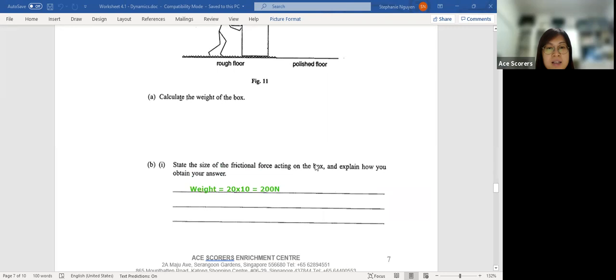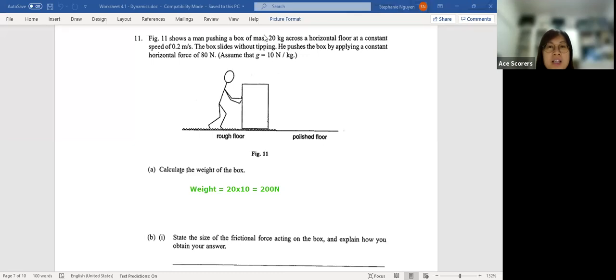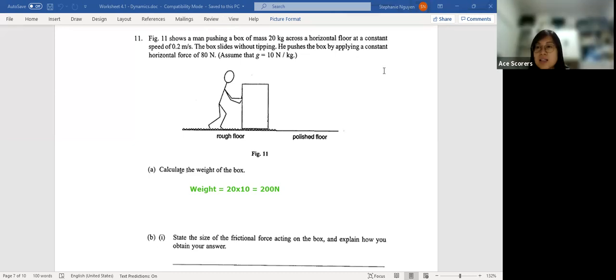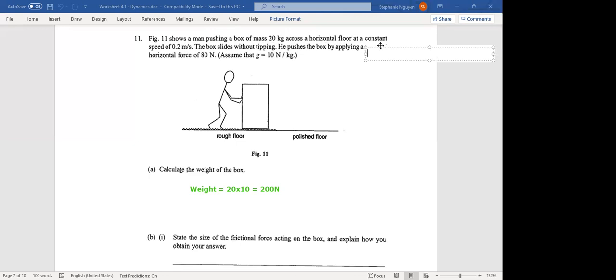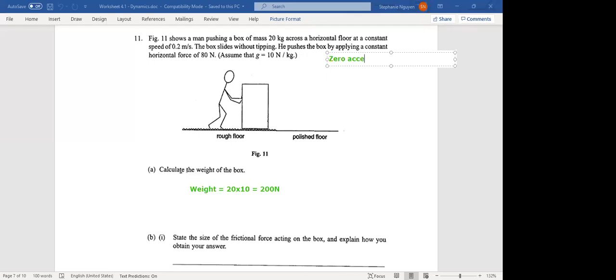Okay, so what is the size of the frictional force acting on the box, and explain how you can obtain your answer. So what is the size of the frictional force? Now, if you read the question carefully, it says that the box is moving on a horizontal force at a constant speed of 0.2 meter per second. Now, do you remember what is the meaning of constant speed? Constant speed is always referred to as zero acceleration, right? Okay, so this one has a zero acceleration.